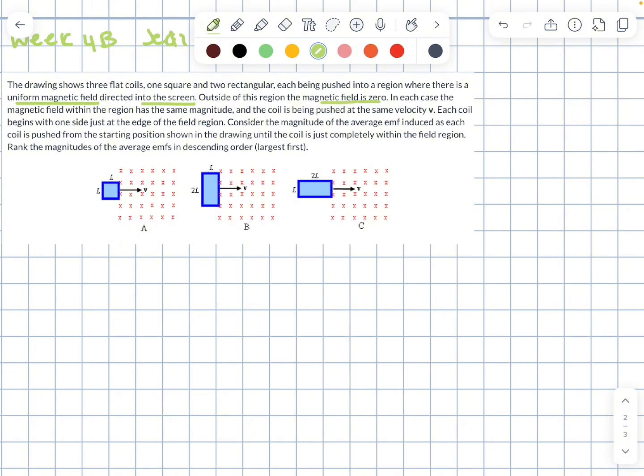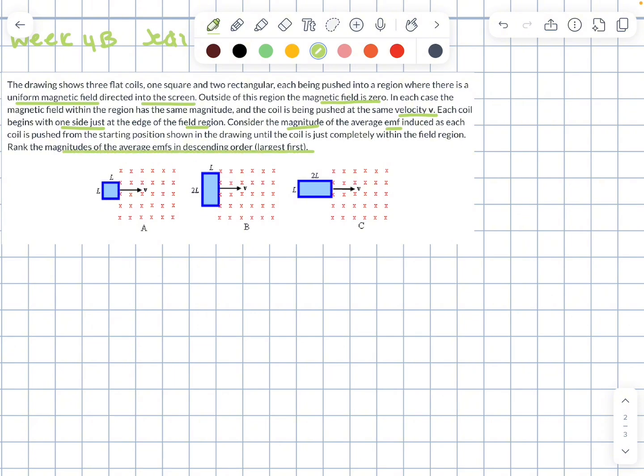In each case the magnetic field within the region has the same magnitude and the coil is being pushed at the same velocity, v. Each coil begins with one side just at the edge of the field region. Consider the magnitude of the average EMF induced as each coil is pushed from the starting position shown in the drawing until the coil is just completely within the field region. Rank the magnitudes of the average EMFs in descending order, largest first.